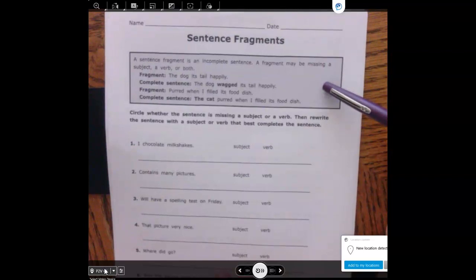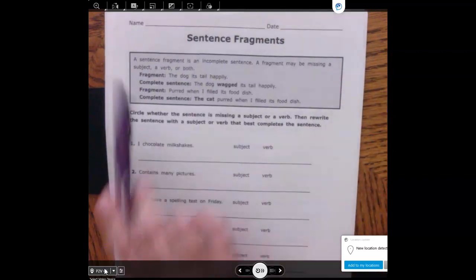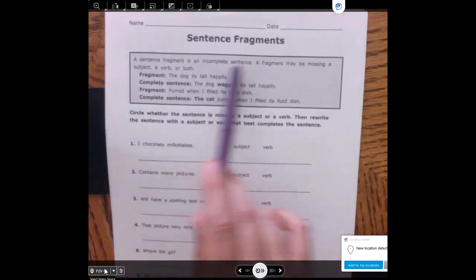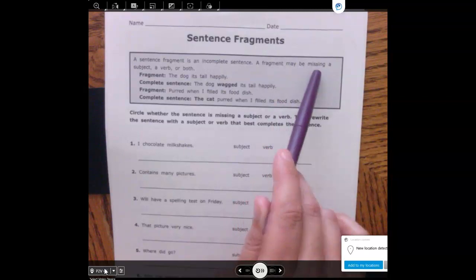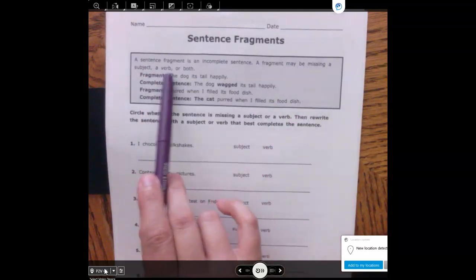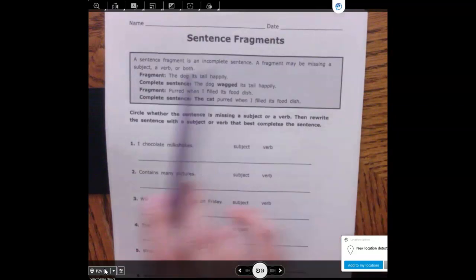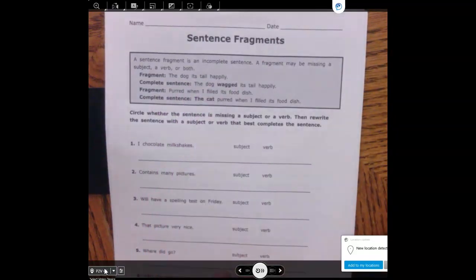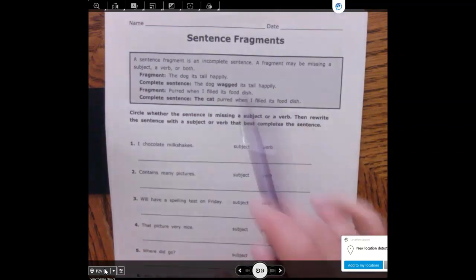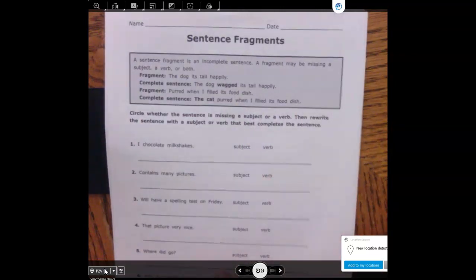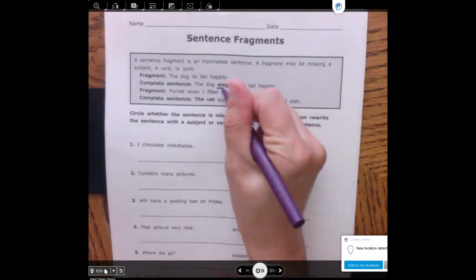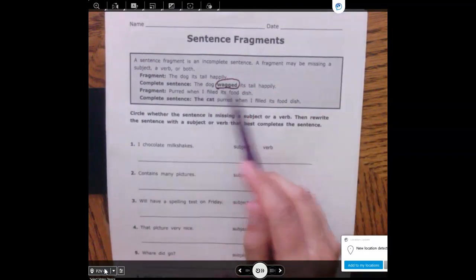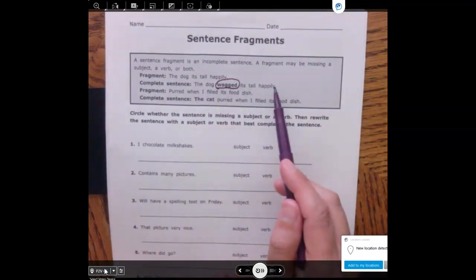So first, let's read what a sentence fragment is. A sentence fragment is an incomplete sentence. A fragment may be missing a subject, a verb, or both. Here's a few examples. The dog, its tail happily. Well, what? The dog, its tail happily. Well, it's missing a verb in this particular sentence because it doesn't tell me what the tail was doing, but the dog wagged its tail happily.